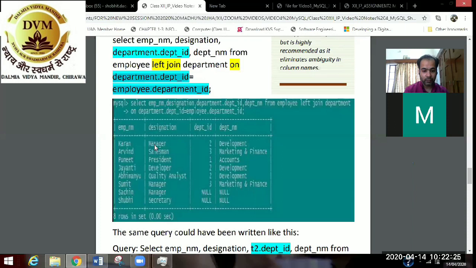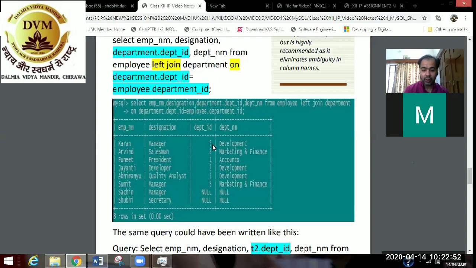Here is your answer. As we discussed, we have Karan, Arvind, Puneet, Jayanti, Abhimanyu, Sumit, Sachin and Shubhi. All the employee names are present over here in the output. Their respective designations are also present. These two columns are from the left table. The columns from the right table are department ID and DPTNM.